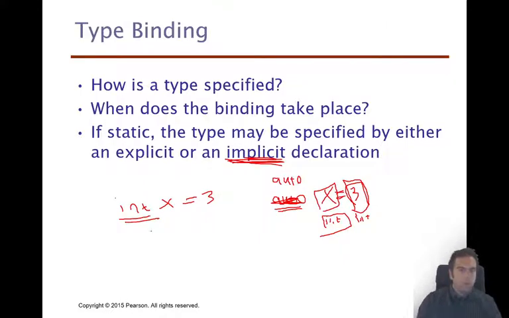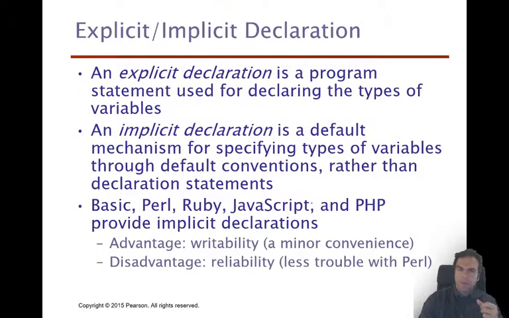Languages which don't use variables but have constants will also use the same sort of type inference process to deduce the type of their constants. They can still have types in languages like ML or Haskell, right? So an explicit declaration, as we say, is just a special program statement for determining the type.